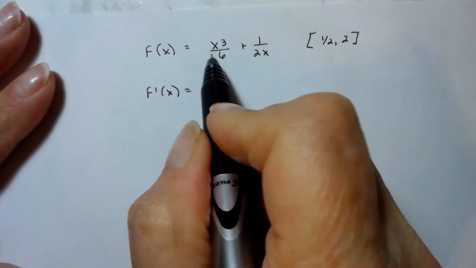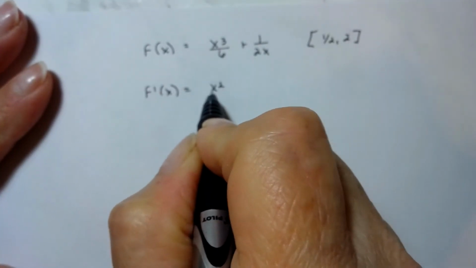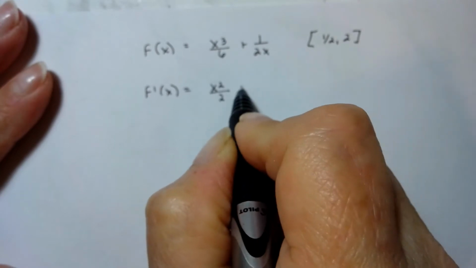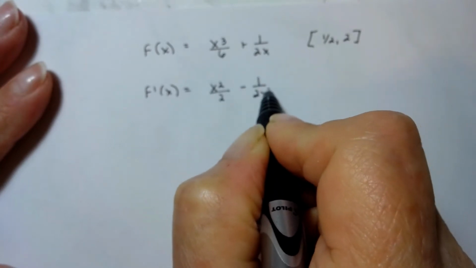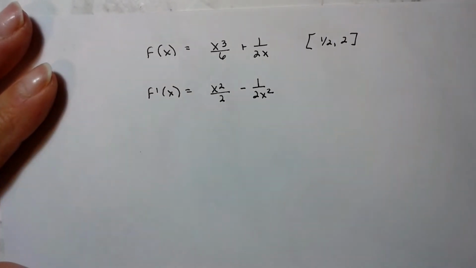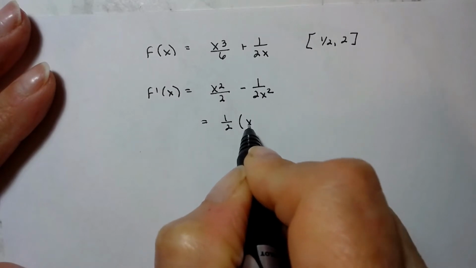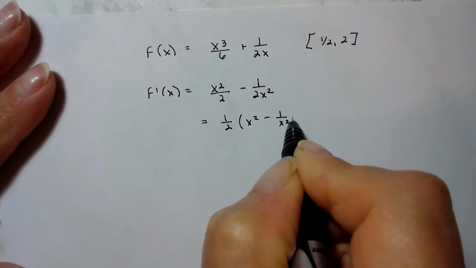So anyway, f prime of x. That's going to be, if I take the derivative of this, I bring the 3 down. 3 goes into 6 twice. I'm going to have x squared over 2 minus 1 over 2x squared, right? And that's equal to 1/2, if I take that out, x squared minus 1 over x squared.